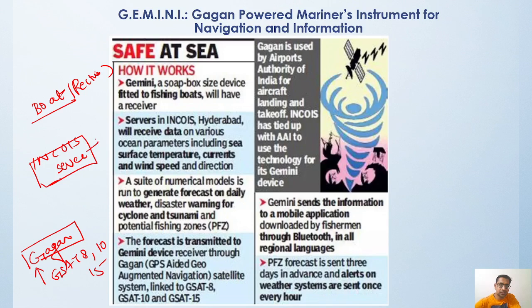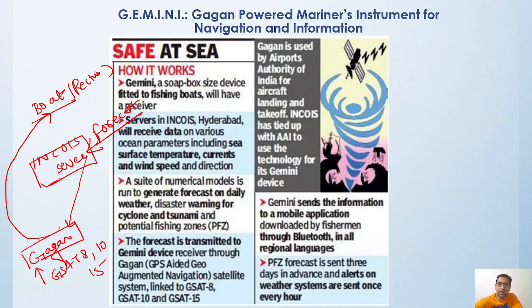How are they going to get this forecast? Because they have a lot of receivers in the oceans. So from the ocean receivers they will get a forecast, and this forecast they will transfer to the Gagan satellite. This Gagan satellite will send it to the receiver in a boat that is called Gemini. So this is how the whole concept is going to work.